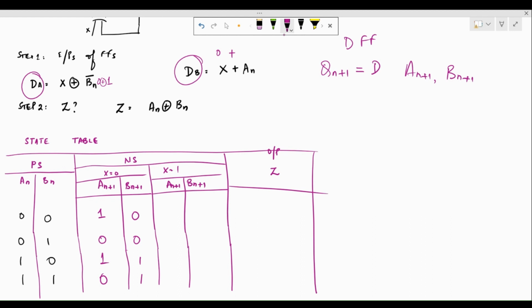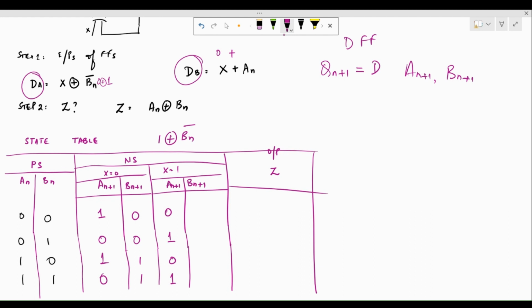Now let's move on to x is equal to 1. Now we have to obtain an plus 1 as 1 XORed with bn bar, right? So here we have bn bar being 1 in the first case. So 1 XORed with 1 is 0. 1 XORed with 0 is 1. 1 XORed with 1 is 0. 1 XORed with 0 is 1. Why do I say 0? Because I'm taking bn bar here.